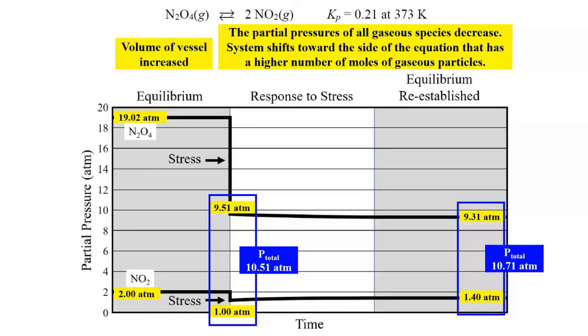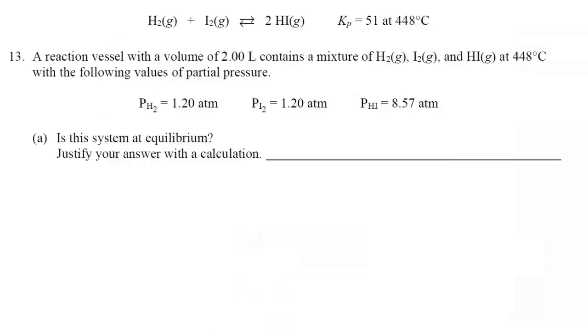So in fact, it did, by shifting toward the side of the equation that has a higher number of moles of gaseous particles, it was able to respond to that stress by slightly increasing the pressure inside the reaction vessel. Okay, now let's move on to question 13.